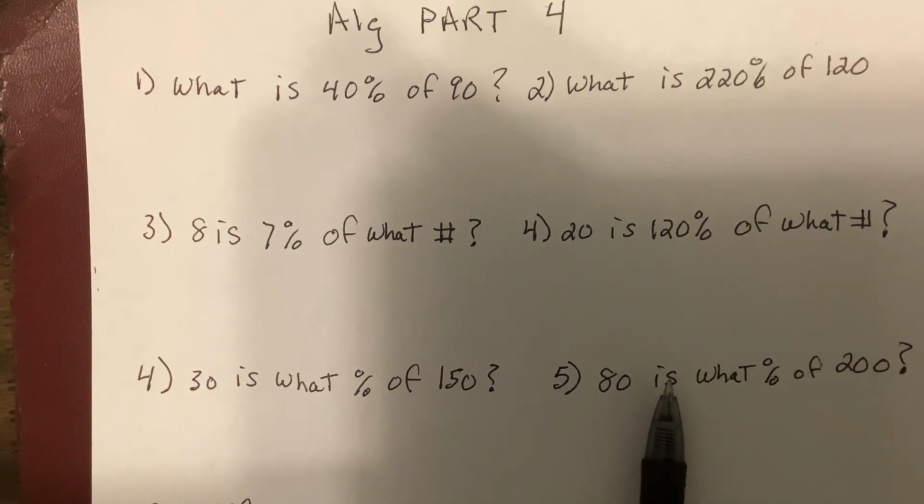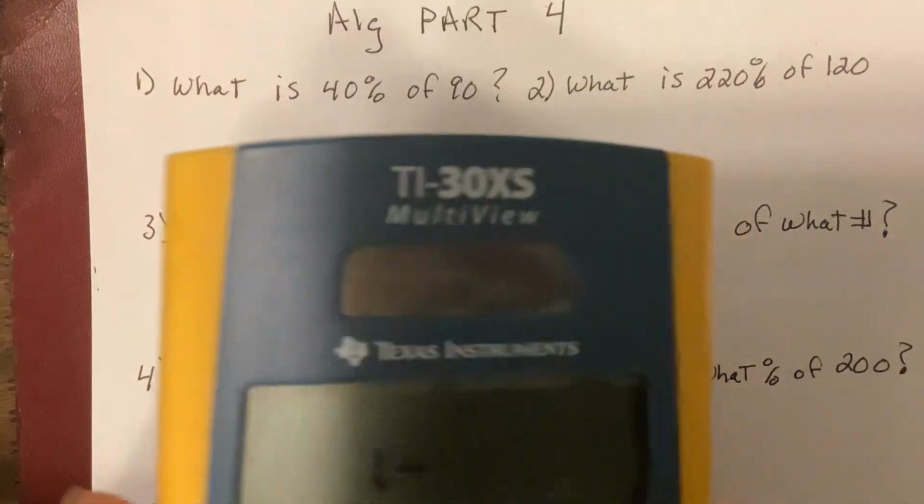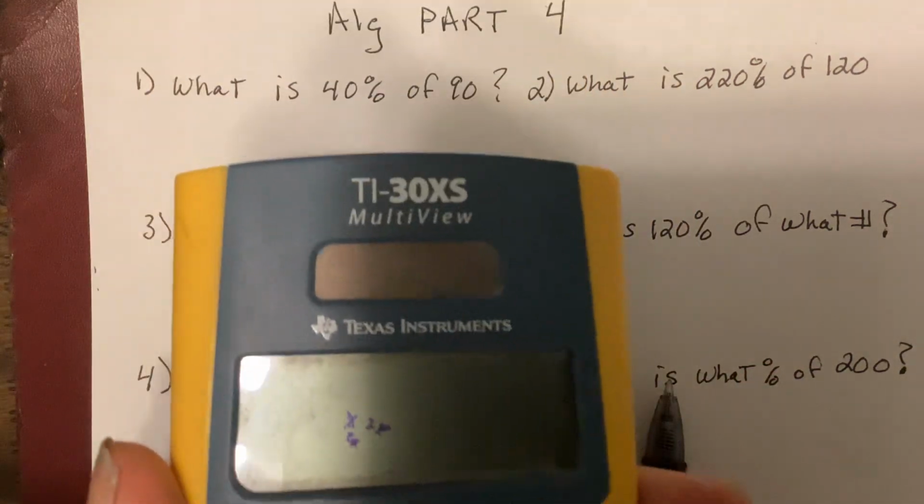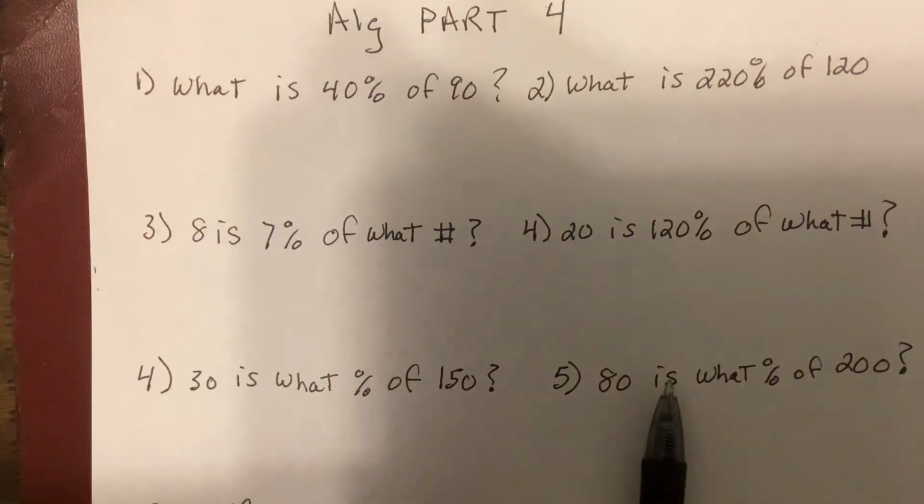Okay, my peeps, as I said before, you may use a cheap TI-30, something 40 or below.